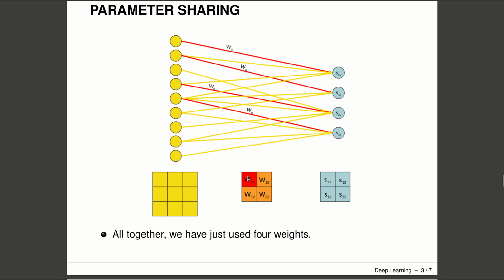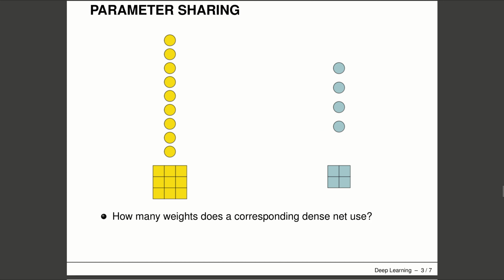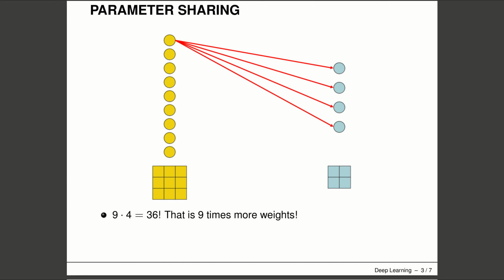And in total, we use 4 weights, which means we only need to learn and tune these 4 weights during the training procedure. Now, the question is how many weights does a corresponding dense network use? As I mentioned earlier, each weight is used only one time. Therefore, in total, we have 36 weights, or parameters, that need to be learned during the training procedure for the dense network.